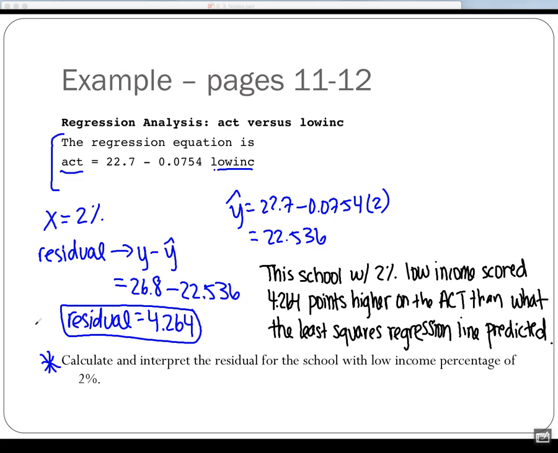Questions on residuals? There's no units, right? It's going to be whatever the y units are. So what you have circled in the blue, should it have what points under that? Yeah, so the units are, I'm going to say ACT points.